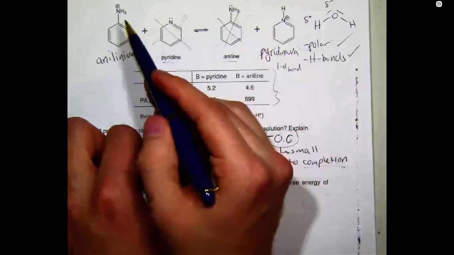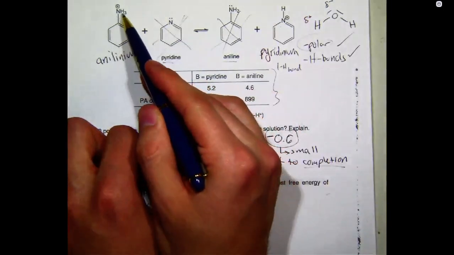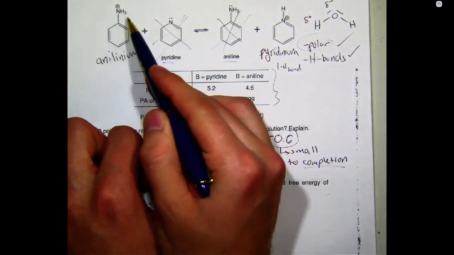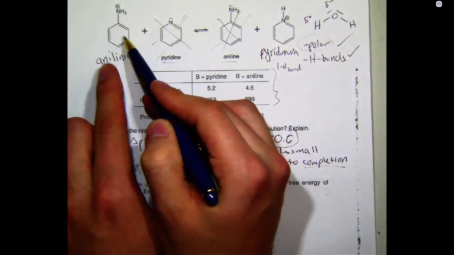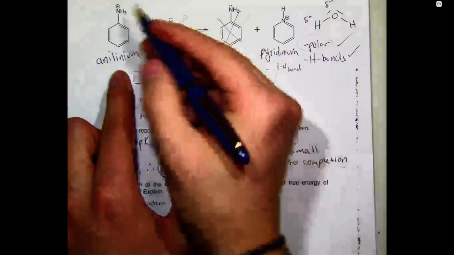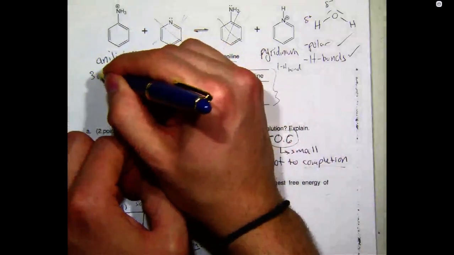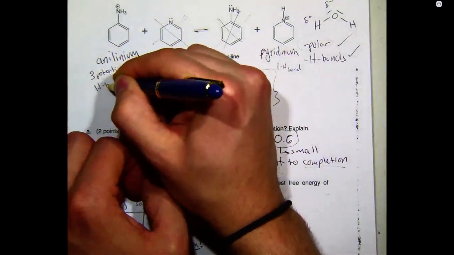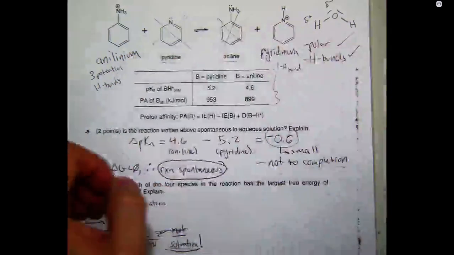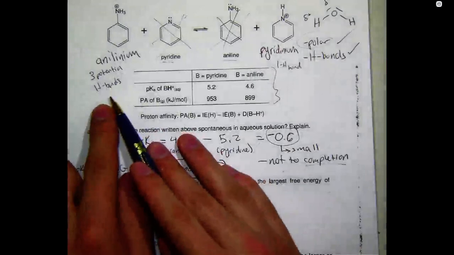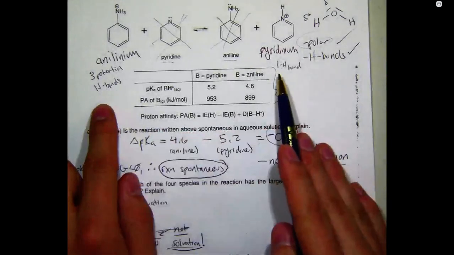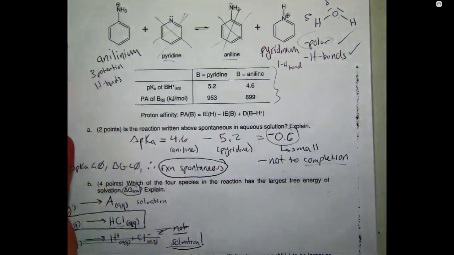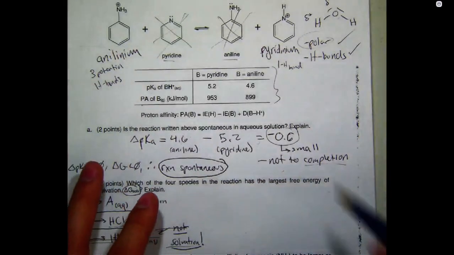If we take a look at anilinium over here, we've got three hydrogens that are going to stick out in solution because this molecule is arranged a little bit differently. So this is going to have three potential H bonds. So because we get more potential H bonds in anilinium than we do in pyridinium, we can say that anilinium is going to be better solvated in water than pyridinium will be.